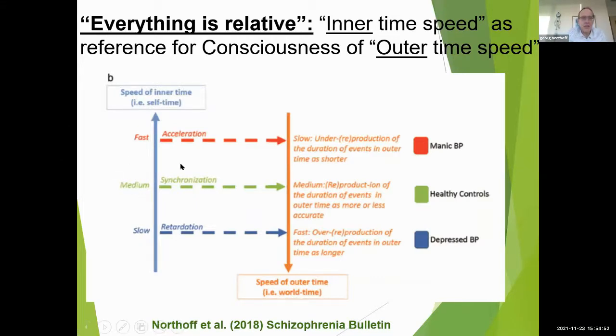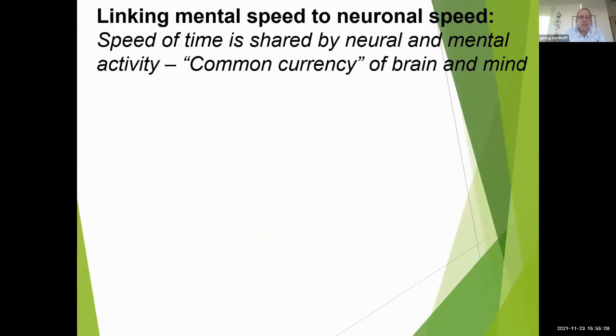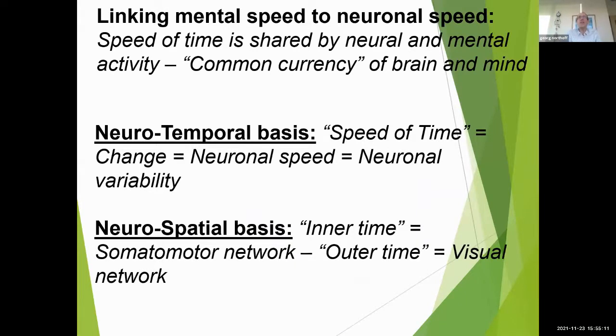And usually it's sort of a medium, where both can relatively match with each other, whereas if it's too slow, you perceive the outer time as too fast. That's what happens in depression. That's why they're stressed and become frustrated, become sad, and then also withdraw. So now we asked, how can we link that experience of speed to the neuronal speed of the brain?